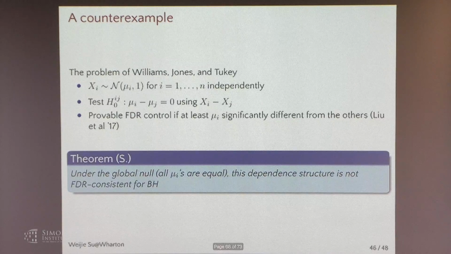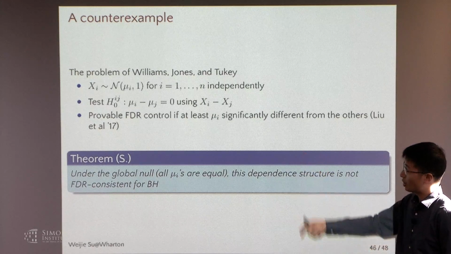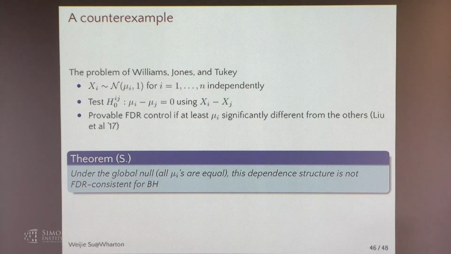Later on, I thought maybe it's the opposite, and I quickly got the proof. The proof says that under the global null of the problem of Williams, Jones and Tukey, the dependence structure is actually not FDR consistent, even though most edges are independent. It's an almost independent structure. However, it's still not FDR consistent.